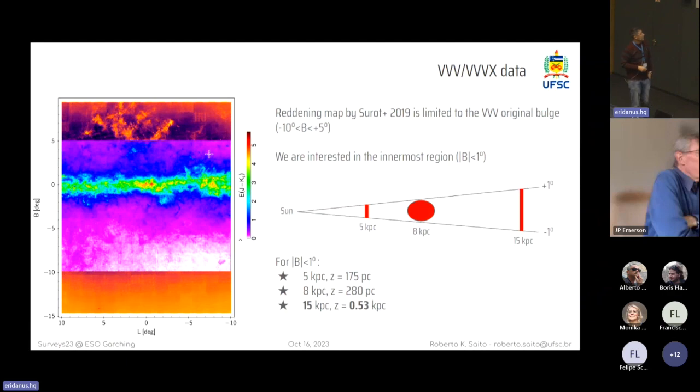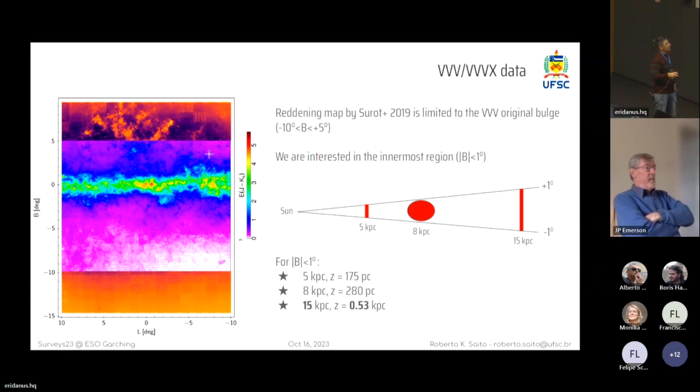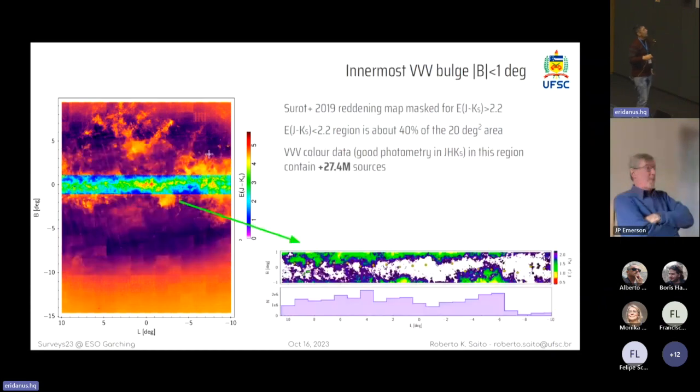But we were not interested in the outer bulge because we're interested in seeing the other side of the galaxy. So we cannot go so far from plus 1 and minus 1 degree, because here at 15 kiloparsecs from the sun, the scale height is about half a kiloparsec. So we're actually starting to lose the inner disk. So we concentrated our work in this region between plus 1 and minus 1.